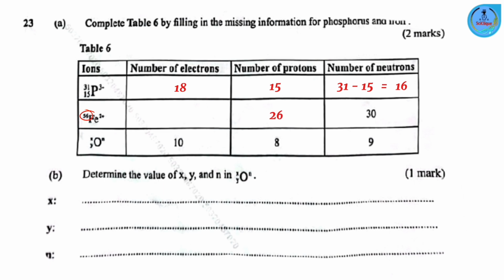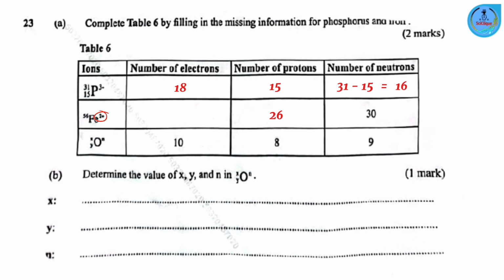Mass number, remember, the protons and neutrons. So if you have the mass number, you are simply going to subtract the atomic number from it to get the neutrons. What about the number of electrons? Now let's pause there. In the ion atom, what were the number of electrons? Same as protons, which were 26.